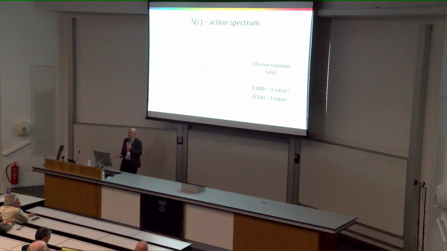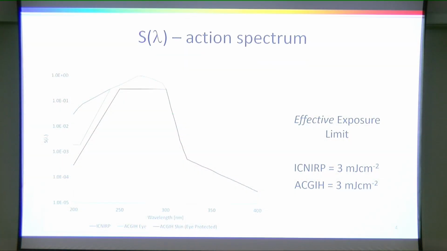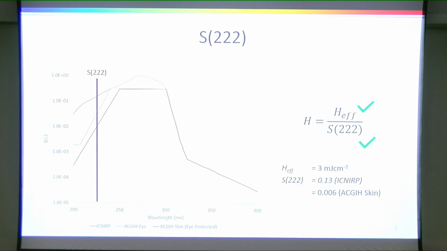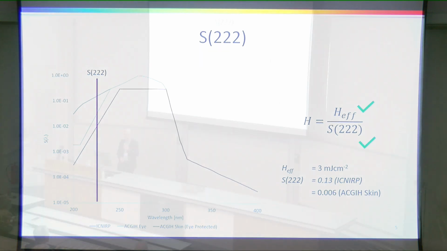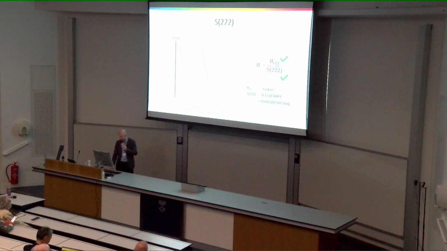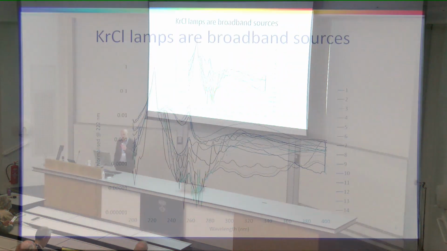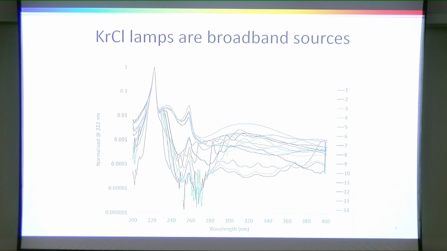Where they differ is in their action spectra. Okay, and the action spectra changed back in 21, 22, around then. And so it can be quite surprising, as we've talked about, those different numbers, but those different numbers only apply to a single wavelength. Okay, and they're calculated by taking the effective exposure limit of 3 millijoules per centimetre squared and dividing it by the point on the action spectrum that you can see highlighted in the slide. So they only apply to a single wavelength. They're only appropriate when there's just a single wavelength. And krypton chloride lamps are not single wavelength sources.